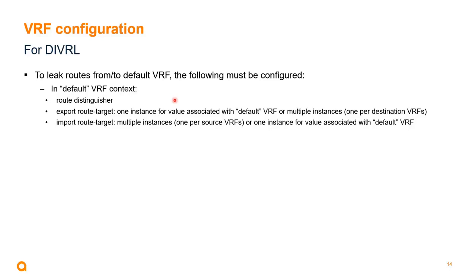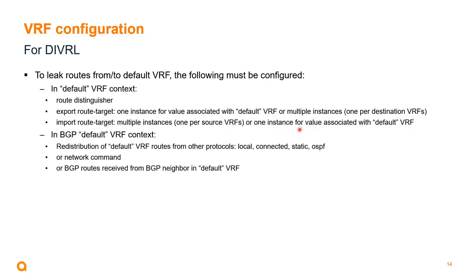That is one instance for value associated with the default VRF. That's one possibility, which is the best recommendation. Or you can have as well multiple instances of route target, one per destination VRF. We'll see in an example what it means. For the import route target, multiple instances, one per source tenant VRF, or one instance for value associated with the default VRF is also a possibility.